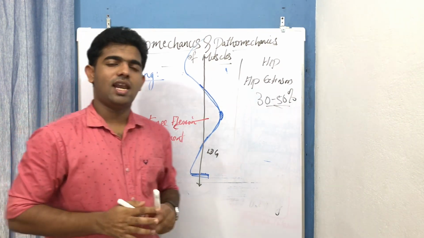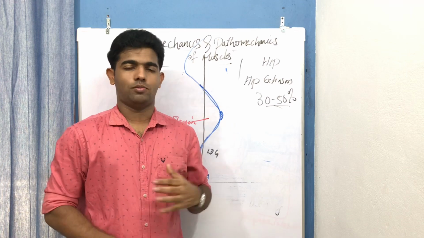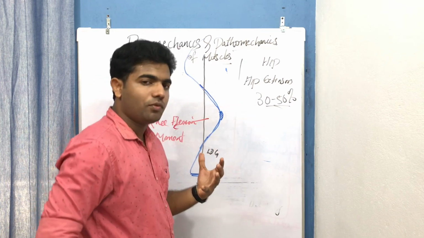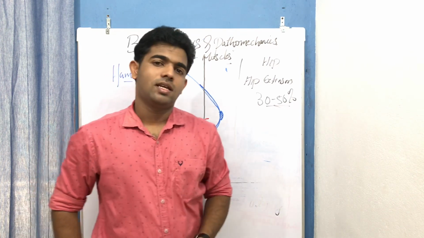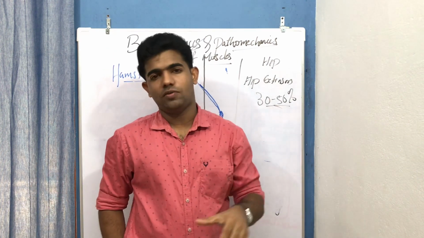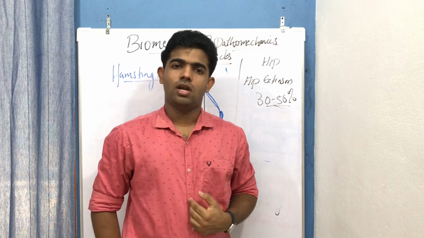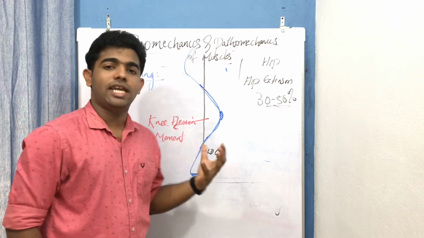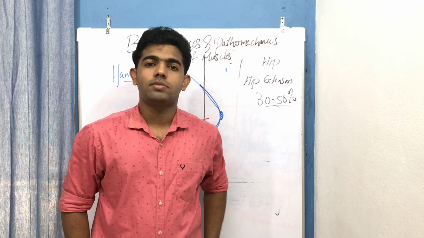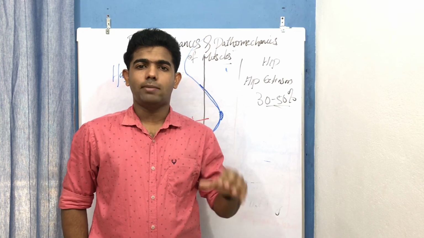Since the line of gravity produces a knee flexion moment, the tendency of the body will be toward knee flexion. You can imagine that, right? So in day-to-day activities like descending a stair or sitting down in a chair, we don't need great activity of the hamstring. Hamstrings are the knee flexors.